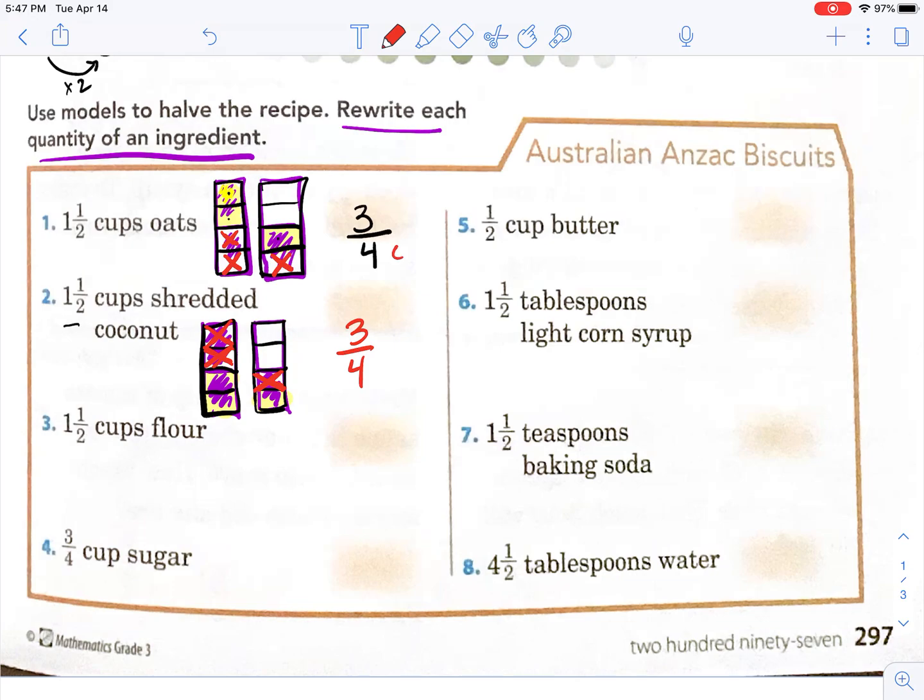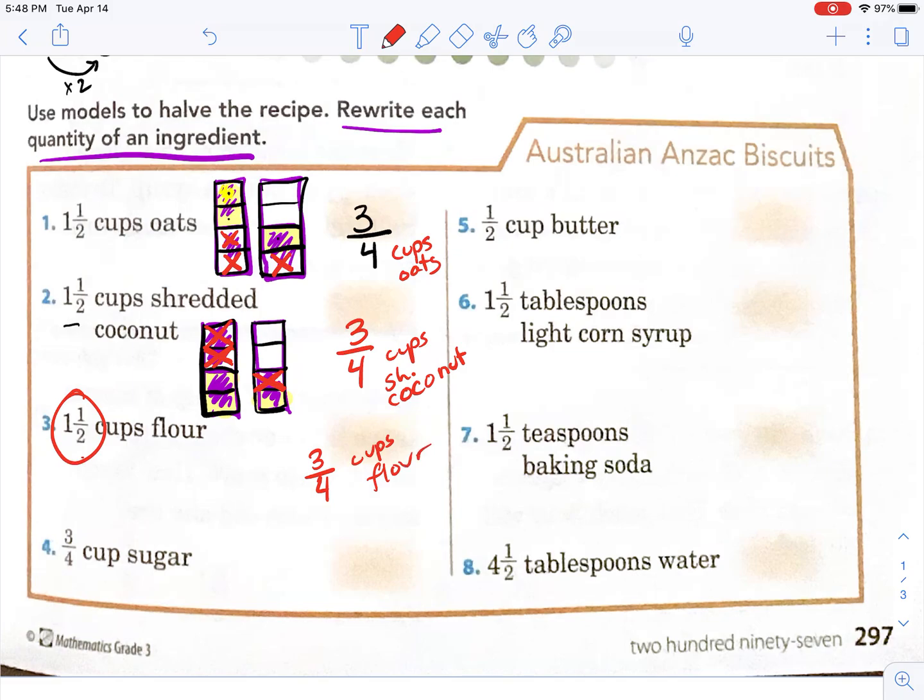Now, 3/4 cups of oats. I have 3/4 cups shredded cocoa. I'm going to put cocoa nut. And yay, boys and girls, I'm going to let you just write this down. We know right now that 1 1/2 is reduced to 3/4. 3/4 cups flour. Uh-oh, we have a new one.